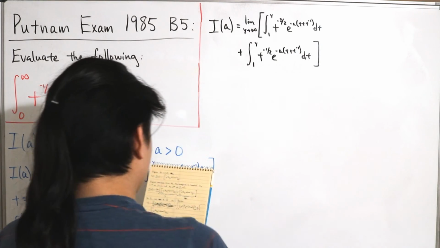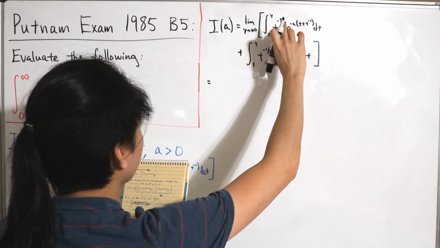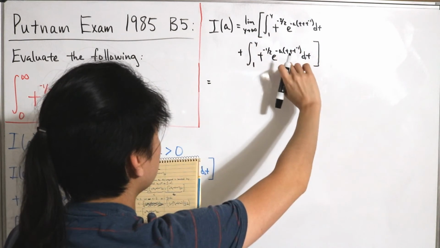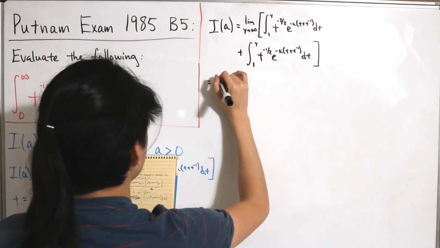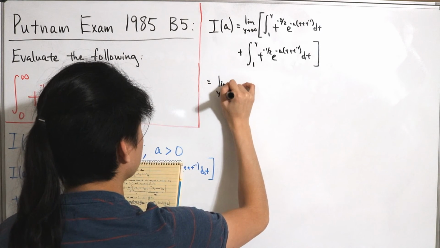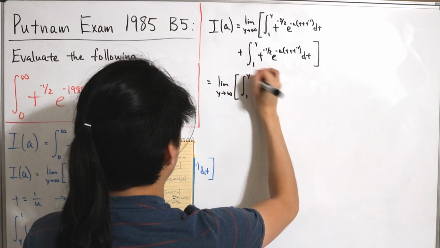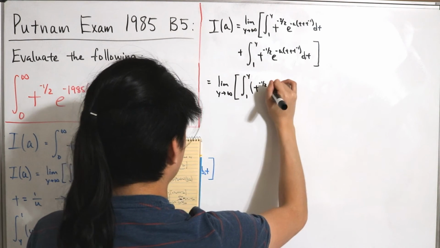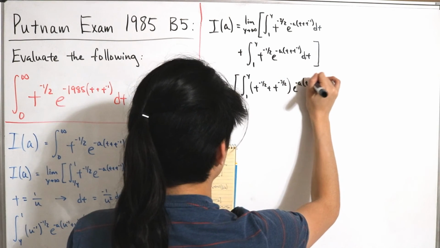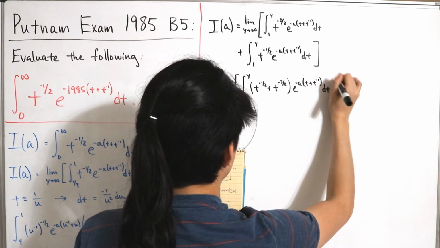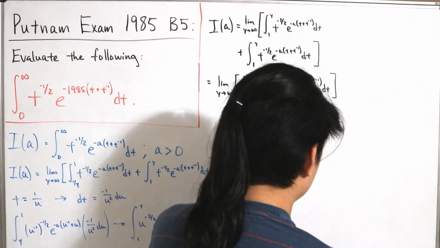And now from here, if I undo that linearity and combine this under one integral, of course everything is multiplied by e to the negative a, and so on, so I can combine these two sums. So we have the limit as y approaches infinity of the same integral from 1 to y of t to the -1/2 plus t to the -3/2, times e to the negative a, t plus t inverse, dt. Now from here, we can perform yet another substitution. So let me move on to a different marker for this.